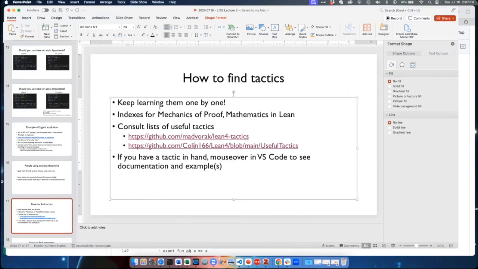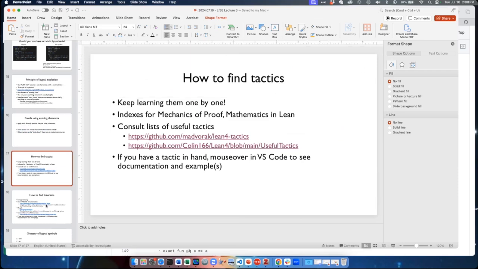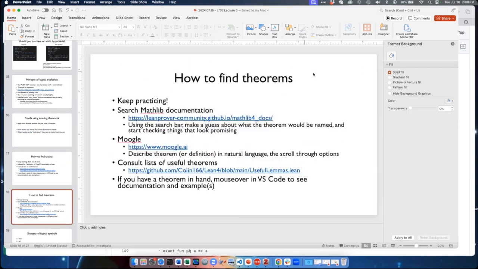Oh, and finally, all of these are for when I don't know how to prove it. How do I find a way to prove it? But sometimes we have a tactic in hand, I have a proof in hand, or I found something in Mathlib, and I don't know what is happening. So you can always put the mouse over your code in VS Code, and you can see the documentation and the examples. All right, so that's my advice there. Good luck.